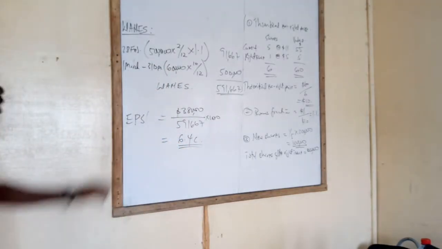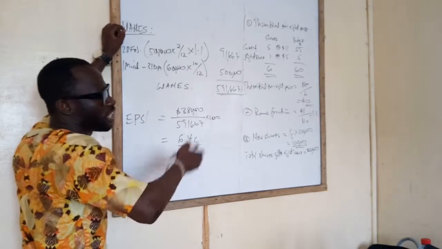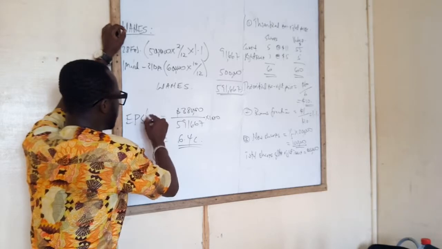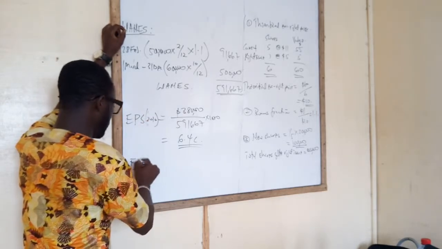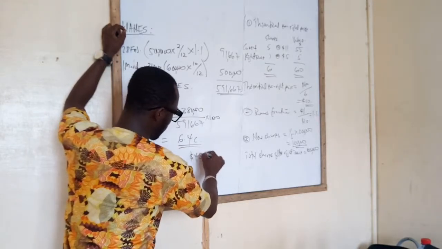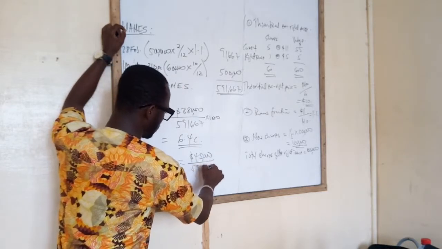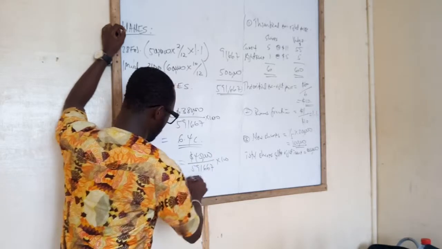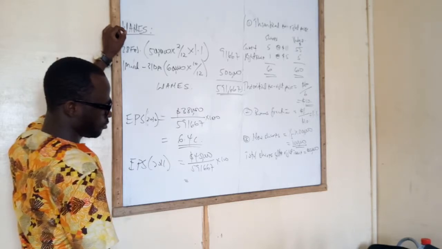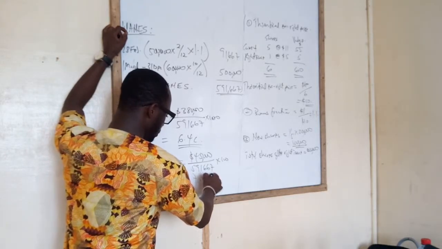6.4 cents. Now, what year is that? Ah, what year did I give you? 2010, 2011, sorry. So now this will be 2010. Then we'll calculate EPS for 2011. And that will be 45,000, right? Yes. Divided by the same answer, 591,667 times 100%. 7.6 cents. That's it.